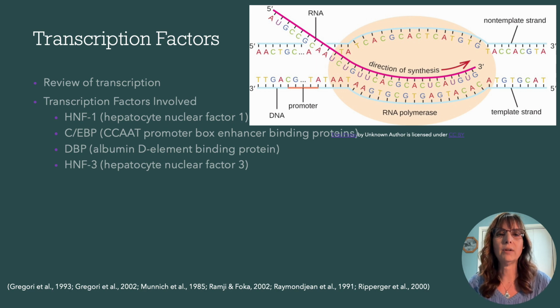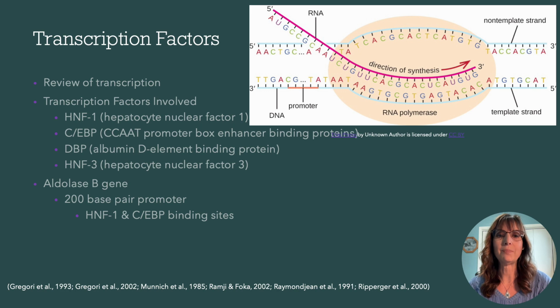Now, both C/EBP and DBP belong to a class of proteins with a basic leucine zipper domain at the C-terminus end. They are used in dimerization and DNA binding. They both can bind to the promoter or enhancer regions of genes, and they're important in glucose synthesis. Now, the whole configuration where RNA polymerase and the transcription factors bind to the promoter is called the transcription initiation complex.